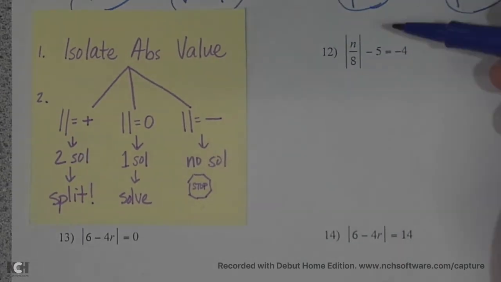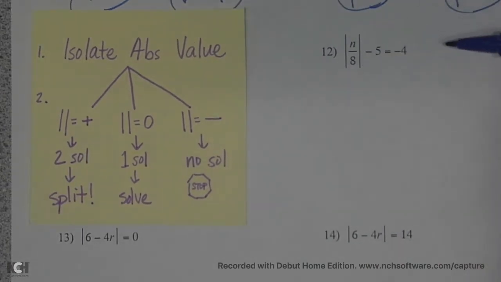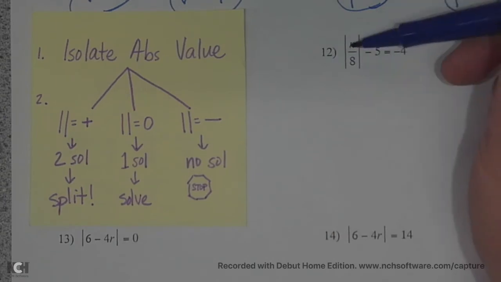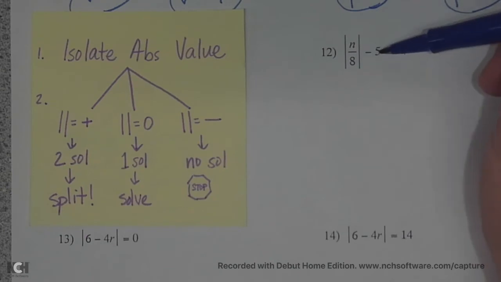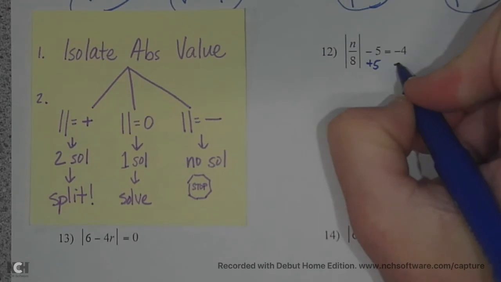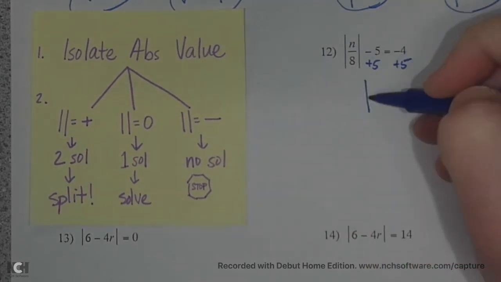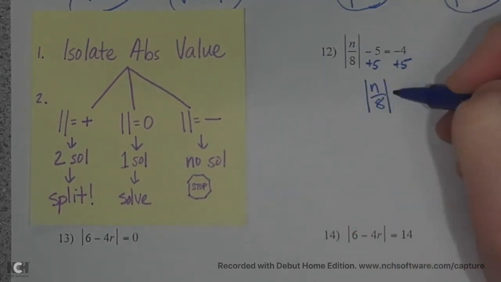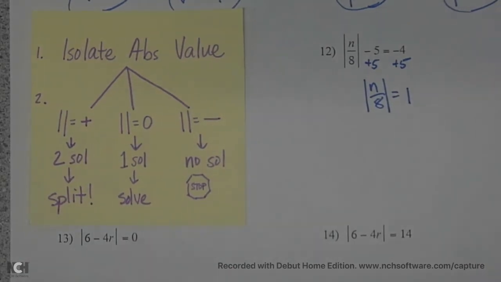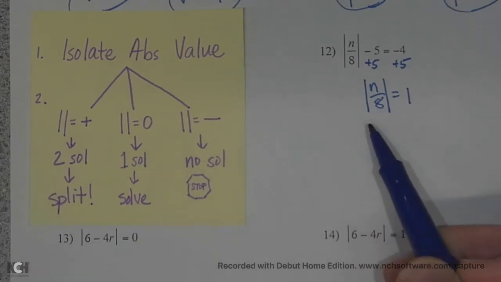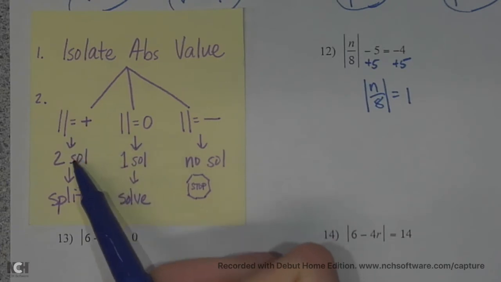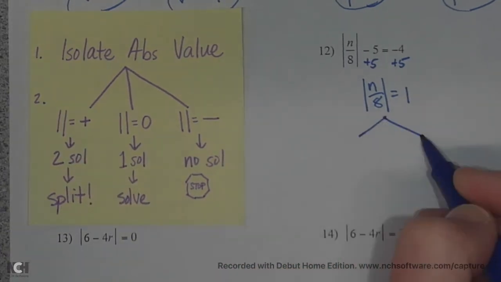We have the absolute value of n over 8 minus 5 equals negative 4. Is the absolute value part isolated yet? Nope, it looks like that minus 5 is keeping it company. So let's get rid of that minus 5 by adding 5 to both sides. Now you're left with the absolute value of n over 8 equals negative 4 plus 5, that's going to equal 1. Now is it isolated? Yeah, it sure is. Let's look at the other side. We have a positive number, which means you're going to have two solutions and you need to split.